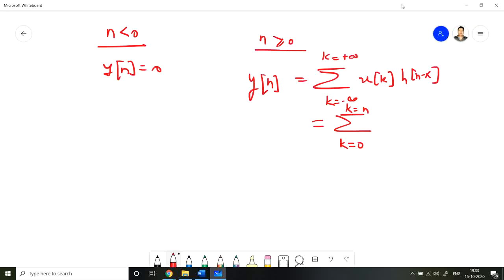So the overlapping points are from k equals 0 to k equals 1. We can write x[k]. What is x[k]? It is alpha raised to the power k u[k]. And what is h[n minus k]? It is nothing but beta raised to the power n minus k u[n minus k].